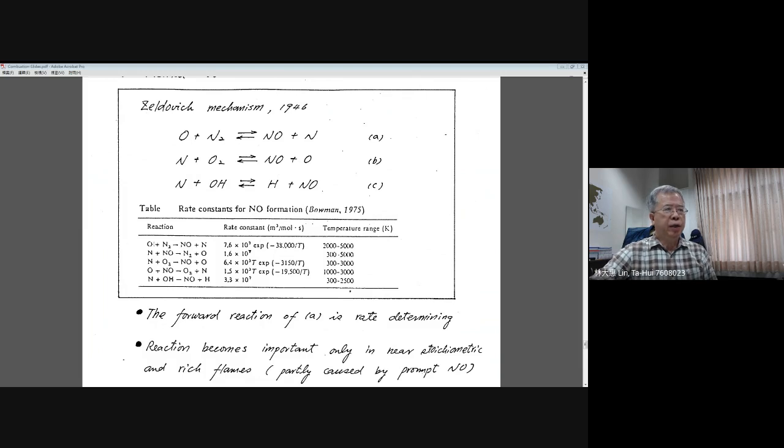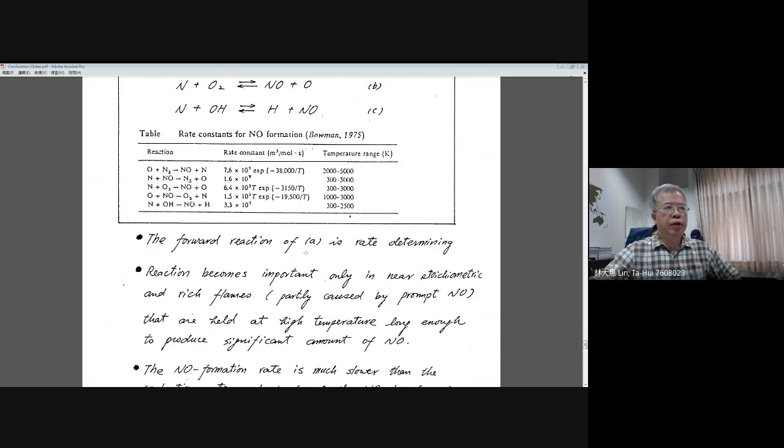Okay. And in this reaction, you can observe the range for the possible reactions through this chemical formula is from 2000 up to 5000 K, which means 2000 K is a very important temperature, the threshold for promoting these chemical reactions. Therefore, people always use this temperature as the indication for the initiation of NO formation. Okay, 2000 K. Here they mention the forward reaction of A. This first reaction is rate determining.